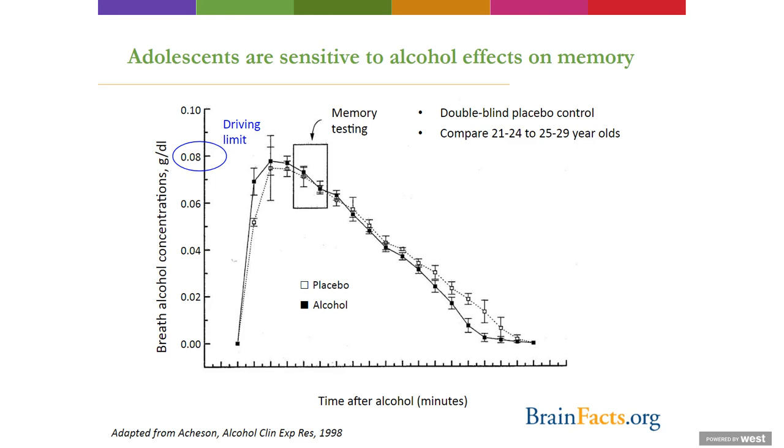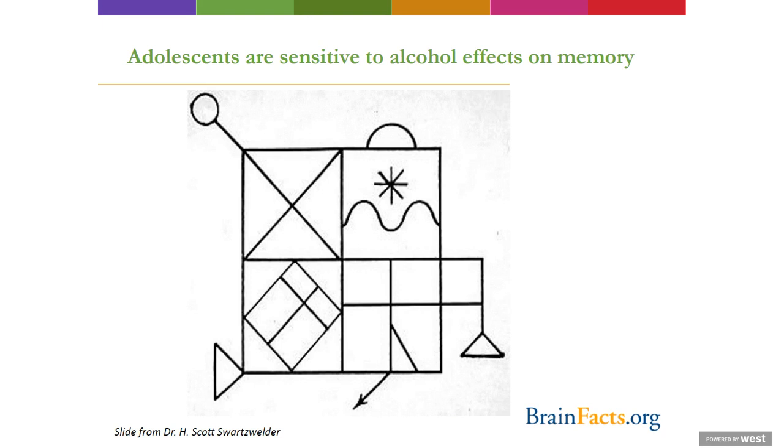But in this study, this was a study done at Duke University. They brought these 20-year-olds into the lab and gave them all alcohol or a placebo that in the alcohol group brought their breath alcohol concentrations up to the legal driving limit. And then they did a memory test, which was indicated by the box. And the memory test was something like this, where they have this abstract image that doesn't have any intrinsic meaning, but they're told to remember as many parts of this picture as you can. And they're given a certain period of time to memorize the picture and then distracted with something like math problems, and then asked to recall how many of the parts of the picture do you remember.